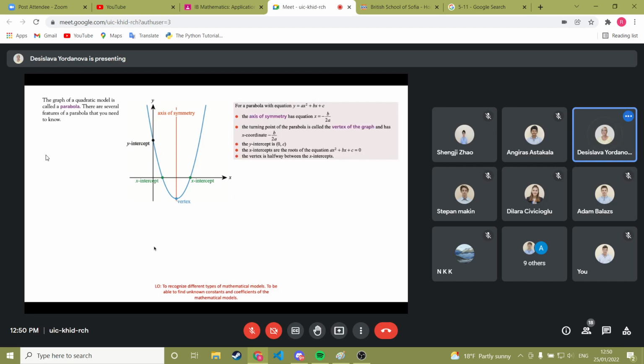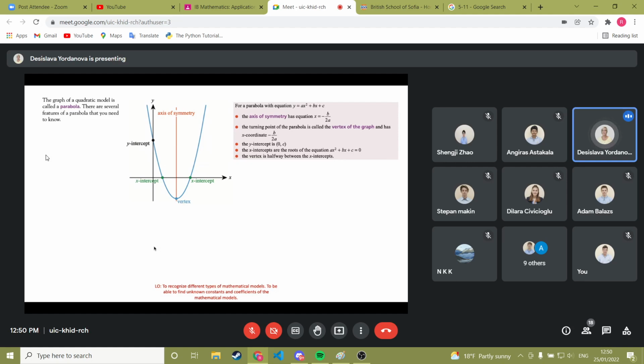So, when the parabola has an equation of ax squared plus bx plus c, the axis of symmetry, this is a vertical line, so the equation is x equals a number. And the number is the first coordinate of the vertex, it's minus b over 2a. As it's stated in the next thing, the turning point of the parabola is called the vertex of the graph and has x coordinate minus b over 2a.